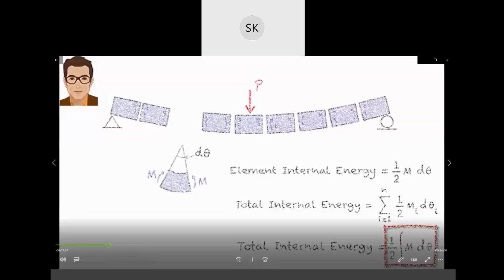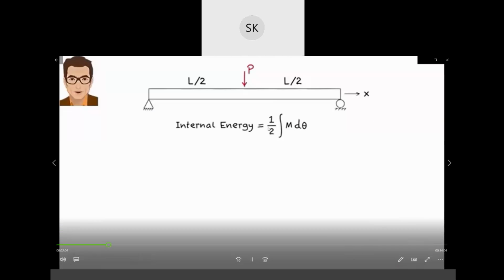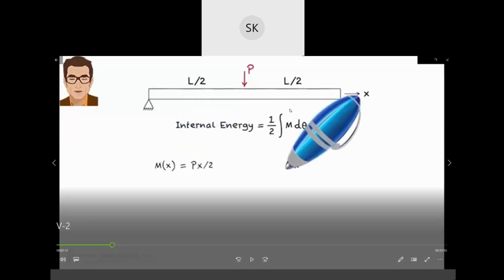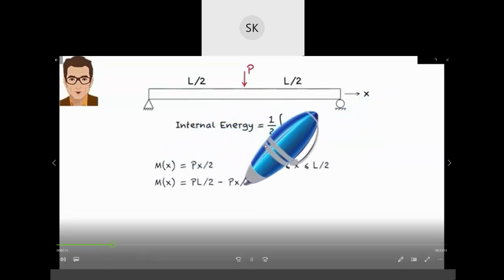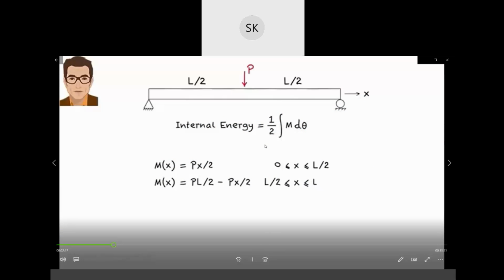I know how to write m in terms of x, since we have the moment equation for the beam we saw earlier. Here is the moment equation for a beam of length L subjected to a concentrated load P at midspan. Now they are relating the internal energy with the moment.